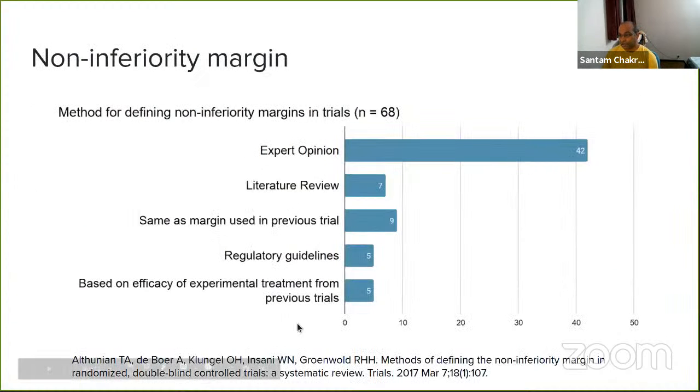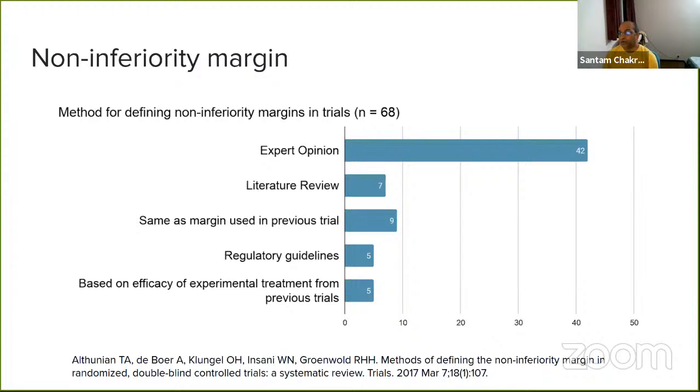And this is a study which is relatively recent, 3 years ago, where they reviewed the literature and tried to find out what was the method adopted for defining the non-inferiority margin. You would imagine that for such important studies where you can potentially lose efficacy, people would be very careful in defining non-inferiority margins. Unfortunately, in the vast majority of studies, non-inferiority margins are based upon expert opinion. That's level 5 evidence.